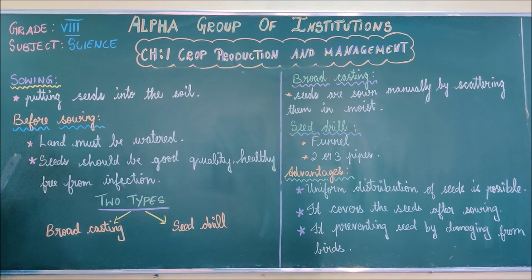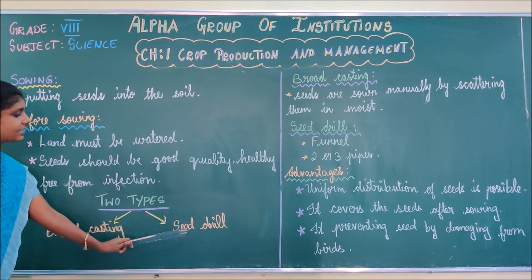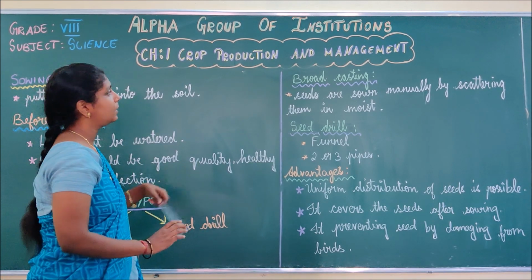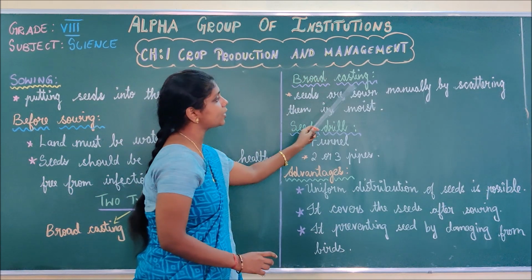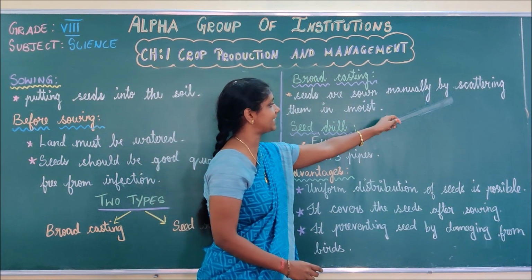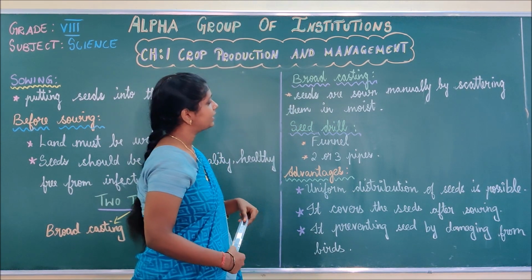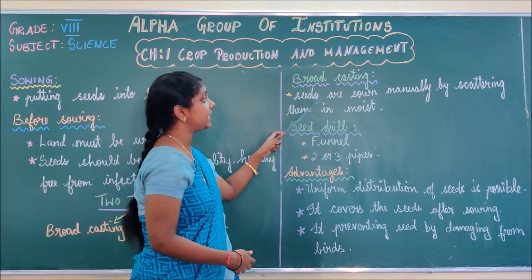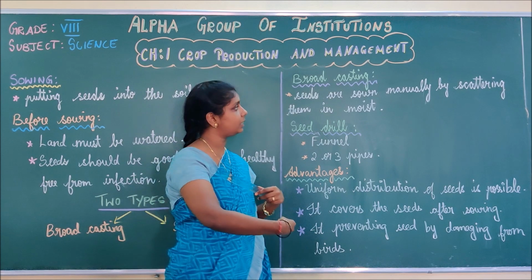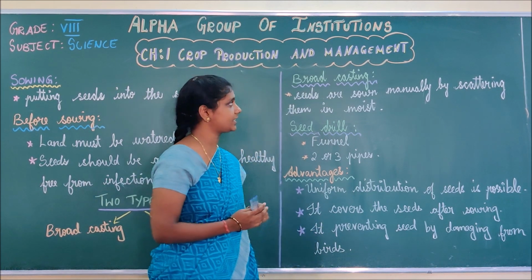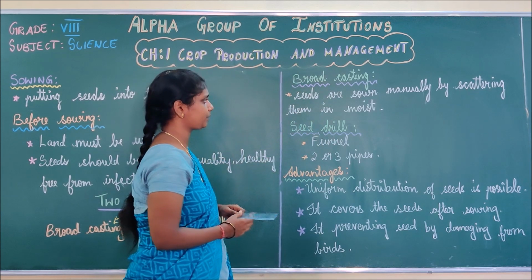There are two types of sowing. First is broadcasting, next is seed drill. First we are going to discuss what broadcasting is. Broadcasting means seeds are sown manually by scattering them in the moisture, in an agricultural field. That process is called broadcasting.